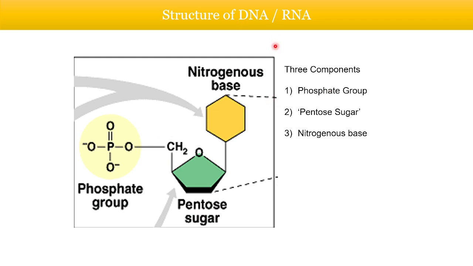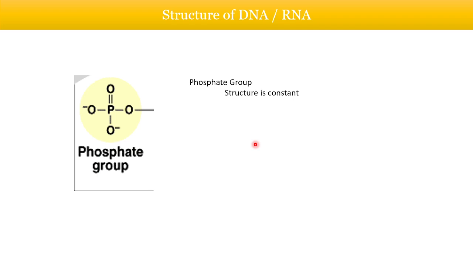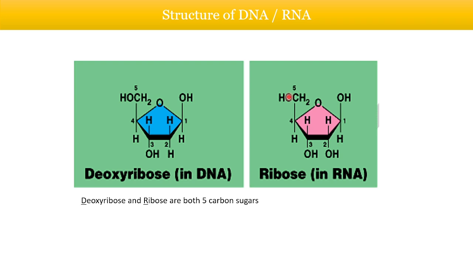Only the thing that varies for a DNA or RNA. There are a few differences between a DNA and a RNA that I will be talking about. But more or less, the components include the phosphate group, the pentose sugar and the nitrogenous base. So the phosphate group, you see the structure is constant over here.